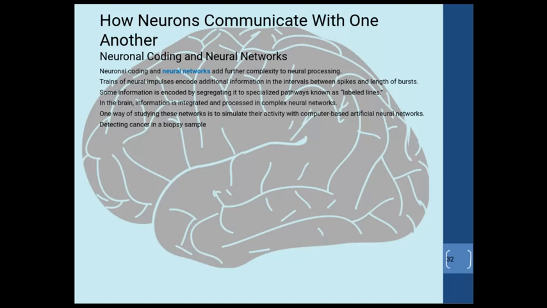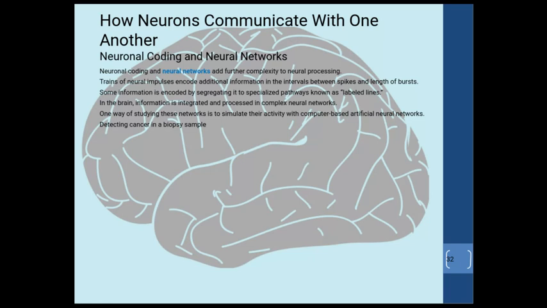So we have these networks. Memories are in a network. Language is in a network. There's a lot of things that are in networks to be able to process together. So many neurons working together in a circuit or network.